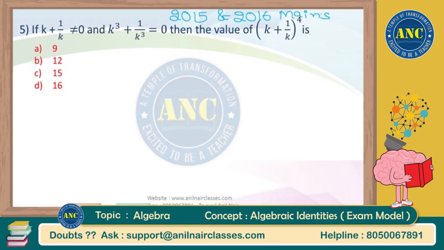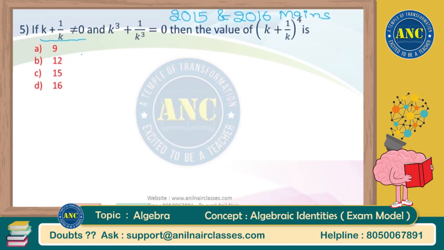Now the question says k plus 1 by k is not equal to 0. That means k plus 1 by k can be any other value than 0. It can be 1, it can be 2, it can be 3, it can be root 3 also, what we are learning right now. It can be anything. For time being, we cannot decide just like that as root 3 itself.